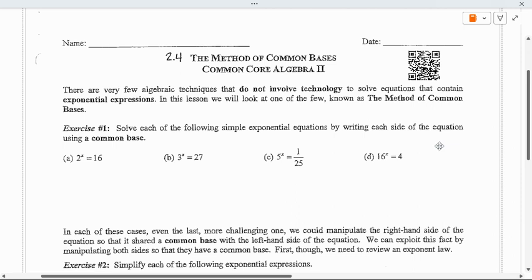So today we're talking about common bases. What does the word base mean when we think about exponential functions? When we say the word base, what are we talking about? The bottom of it, right? Yeah, the thing that we keep multiplying.